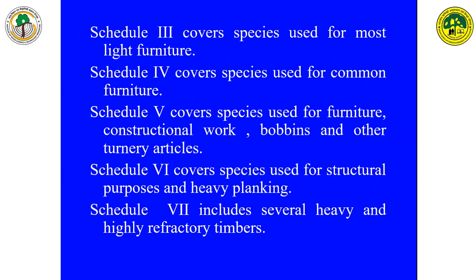Then schedule 3 covers species used for most light furniture. Then schedule 4 covers species used for common furniture. Then schedule 5 covers species used for furniture, construction work, bobbins and other turnery articles. Then schedule 6 covers species used for structural purposes in heavy planking. Then schedule 7, this is the last one and slowest one, includes several heavy and heavy refractory timbers.